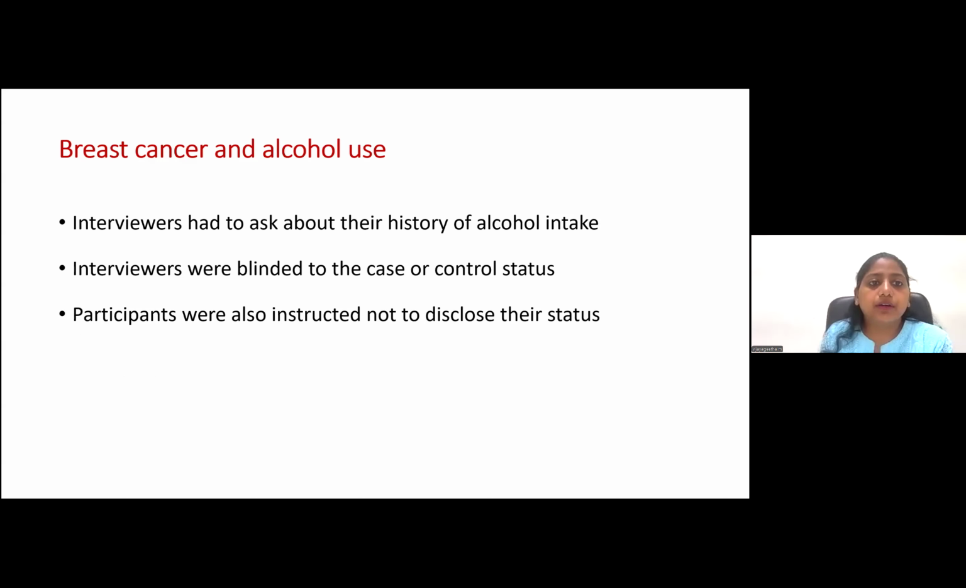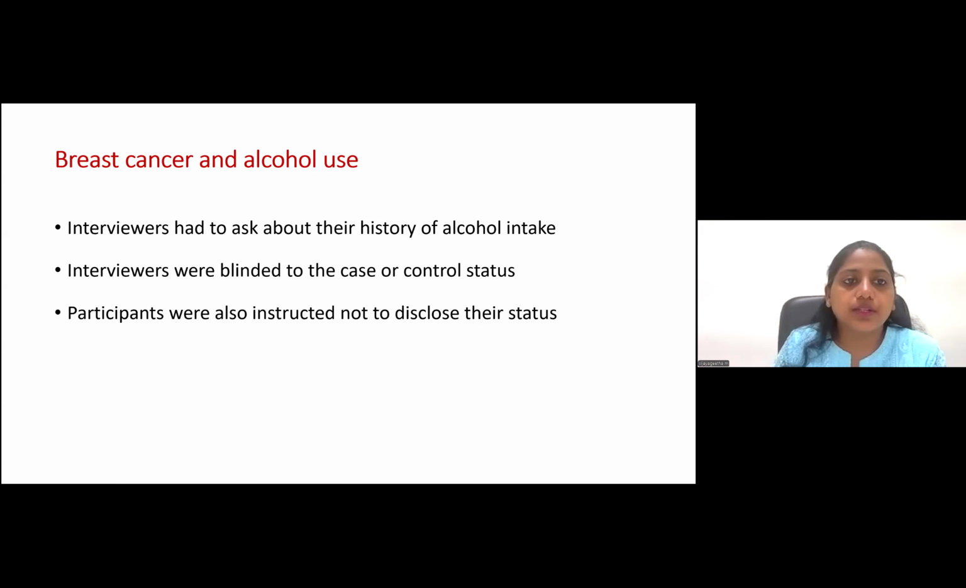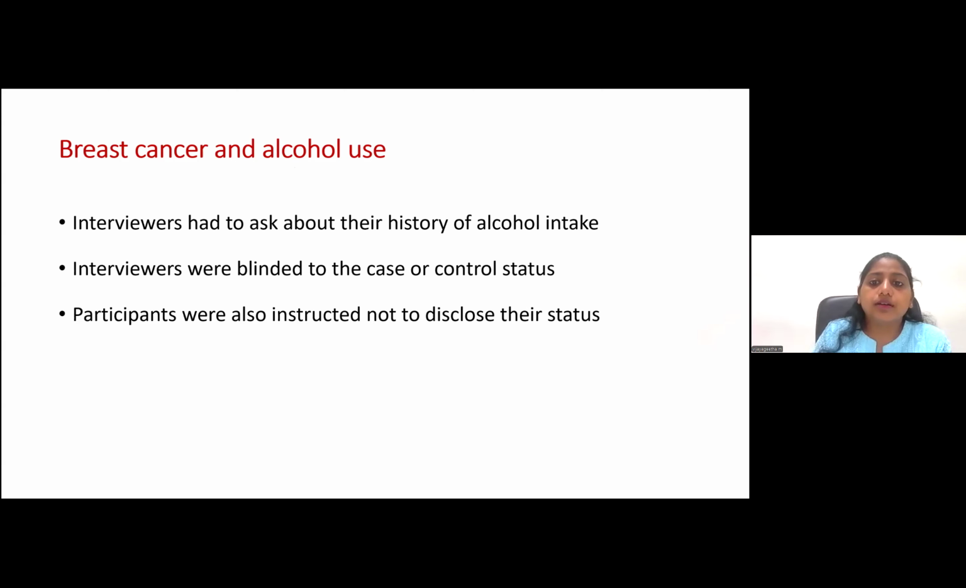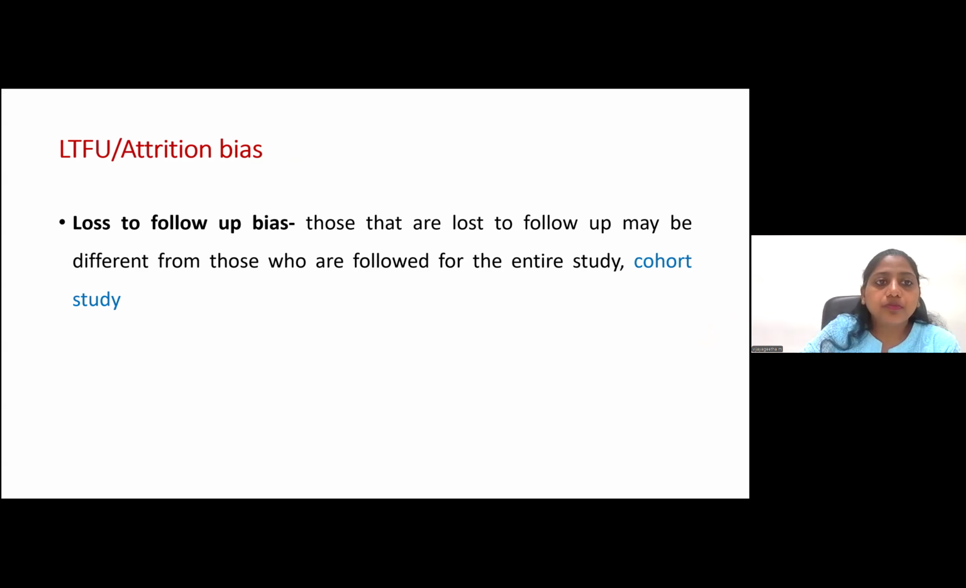So we have an example here pertaining to breast cancer and alcohol use. Interviewers had to ask about the history of alcohol intake, and interviewers were blinded to the case or control status of the individual. So this would ensure that there is no interviewer bias, and among both groups, the questions are consistently asked to find out the exposure status.